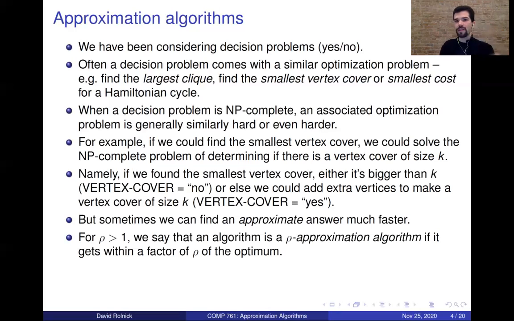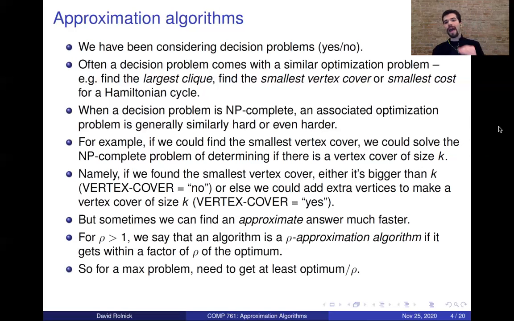And this is why one can talk about approximation algorithms. For some rho bigger than 1, we can say that an algorithm is a rho approximation algorithm if it gets within a factor of rho of the optimum. So you can say, well, maybe I didn't get exactly to the optimum, but I got most of the way there. I got within a factor of rho. For a max problem, that means that you need to get at least the optimum divided by rho. So for example, if rho were 10, then if you had a 10 approximation algorithm, you would be like, okay, well, I have to get at least optimum divided by 10.